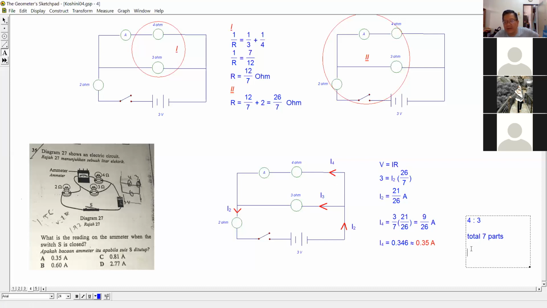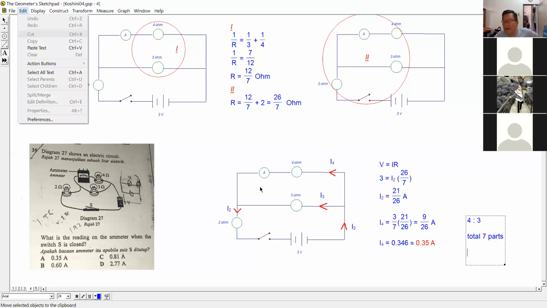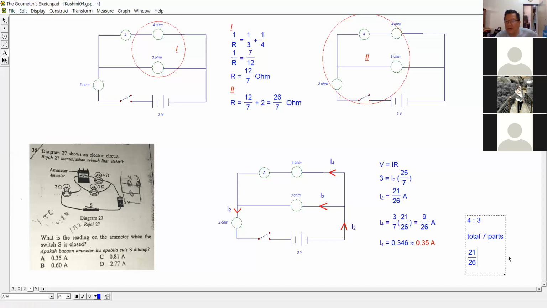So this current here, 21 over 26 ampere, you have to divide into 7 parts. So can I say out of these 7 parts, 4 parts will flow through the 4 ohms? Can I say out of these 7 parts, 3 parts will flow through the 3 ohms?